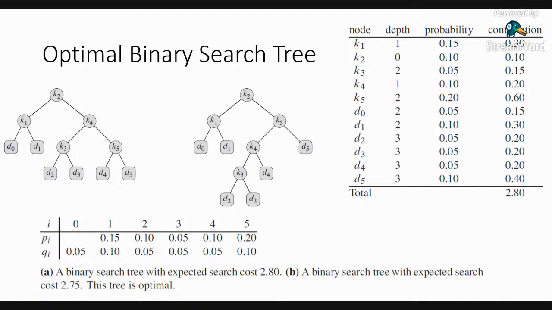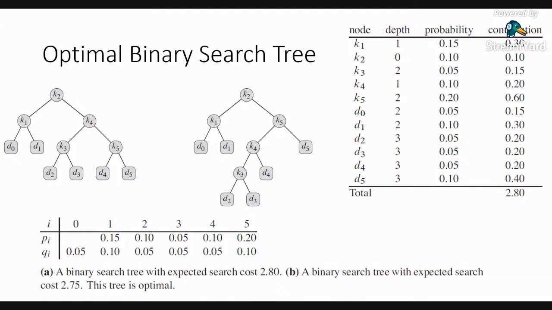So D1 indicates the range of unsuccessful search between K1 and K2. Similarly, D2 indicates another unsuccessful range, then D3, D4, D5 are all unsuccessful ranges. And K1 to K5 are the keys that are present. If I generalize this, then if n keys are present, a total of n plus 1 ranges are responsible for unsuccessful searches. So if 5 elements are present in the binary search tree, then a total of 6 unsuccessful searches are there.